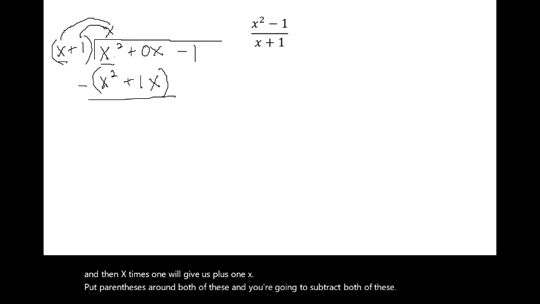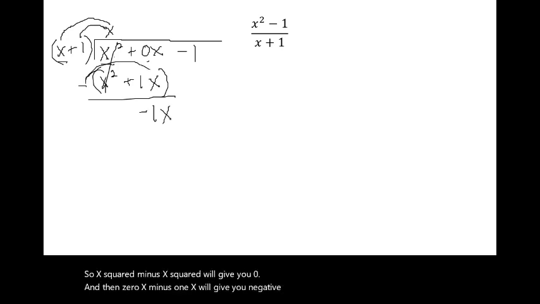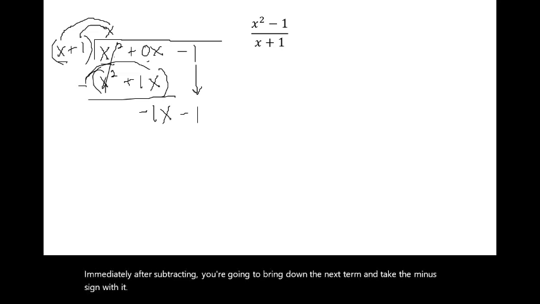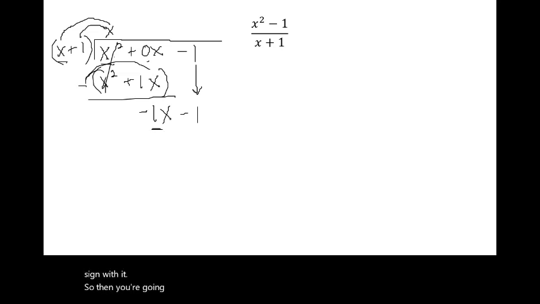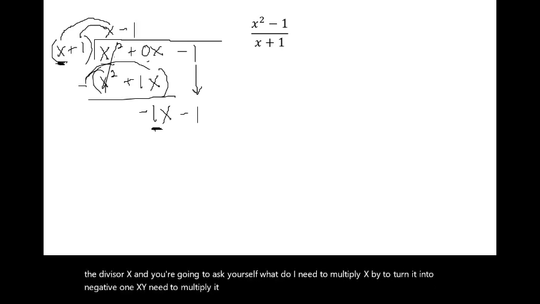So x squared minus x squared will give you 0. And then 0x minus 1x will give you negative 1x. Immediately after subtracting, you're going to bring down the next term and take the minus sign with it. So then you're going to compare the first term down here, this negative 1x, to this first term in the divisor x. And you're going to ask yourself, what do I need to multiply x by to turn it into negative 1x? Well, I need to multiply it by negative 1. And I don't need any more powers of x.